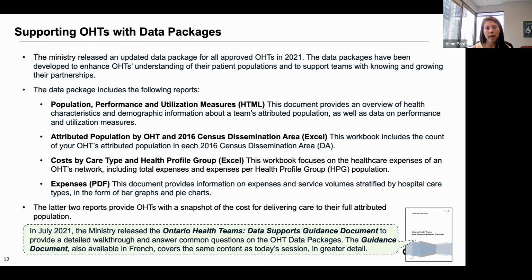reports are what we'll be digging into a little bit more with you today, and talk more about costs by care type or HPG, as well as expenses information.